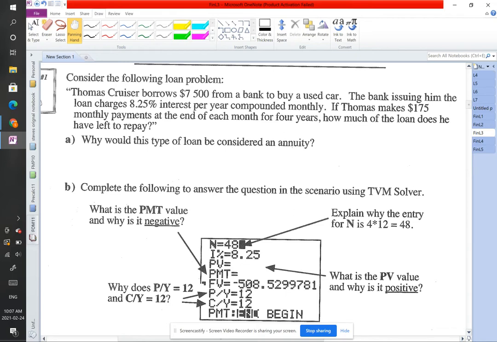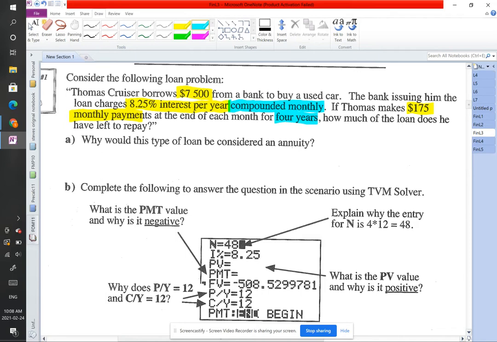So let's just go through and highlight our important information. Well, he's borrowing this much. The loan charges 8.25% interest per year, and it's going to be compounded monthly. So those are two different things. That's why I use two different colors. Thomas is going to make $175 monthly payments, and that's going to be for 4 years. And we're looking at how much of the loan does he have left to repay.